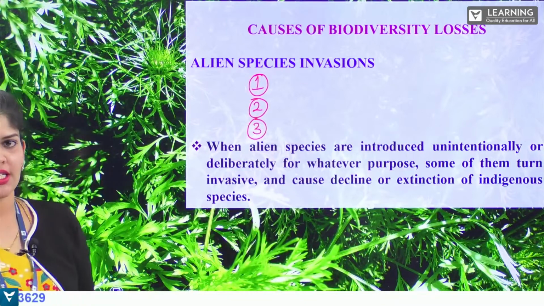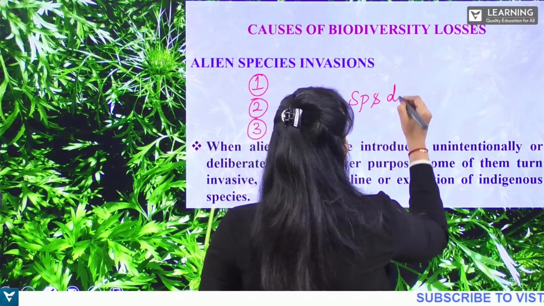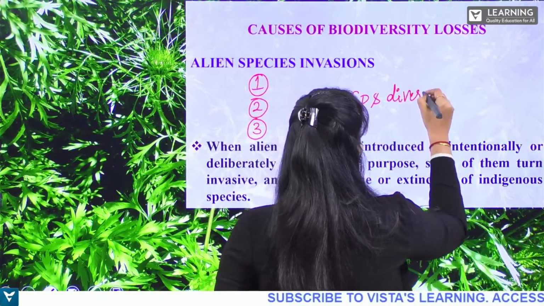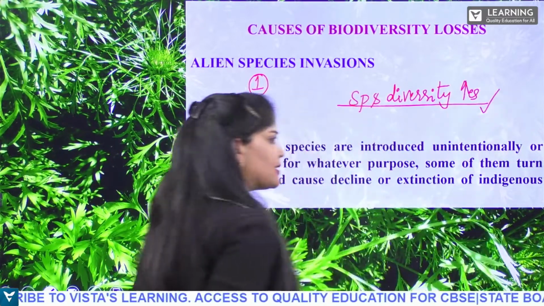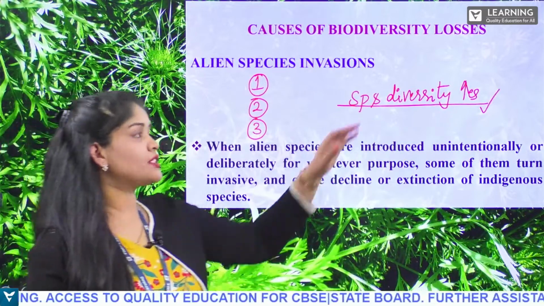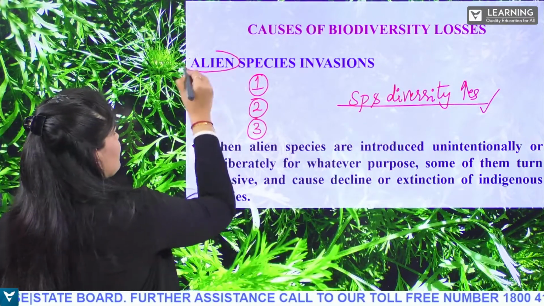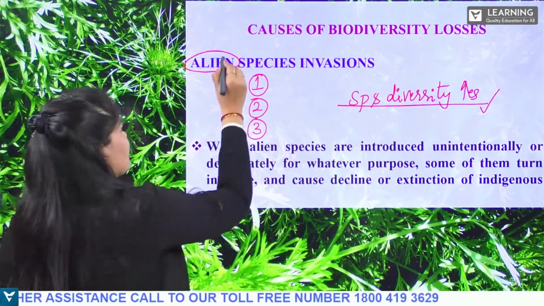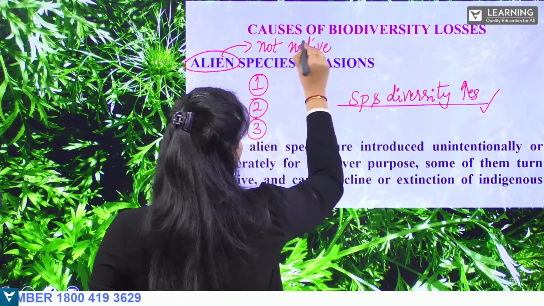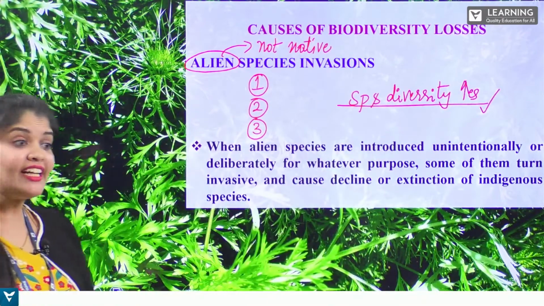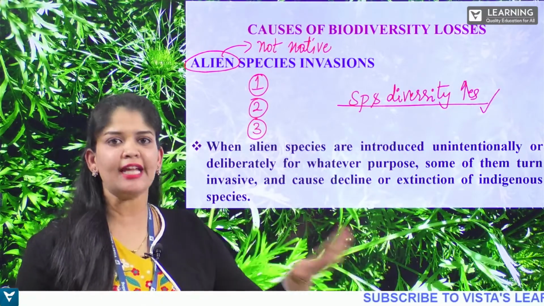alien species invasion. See, species diversity increases if the environment is constant, if it is undisturbed by the invasion of foreign species. Aliens are nothing but foreign species, meaning that it is not native to that particular habitat. It is not an indigenous species. It is a foreign species. It is not a native species.